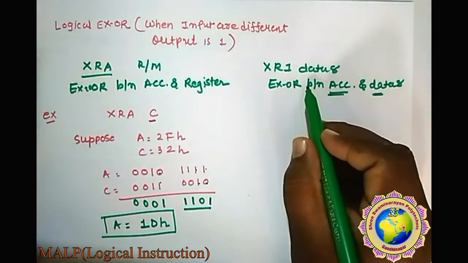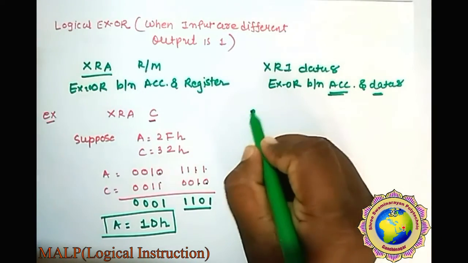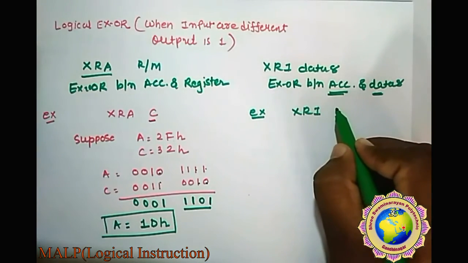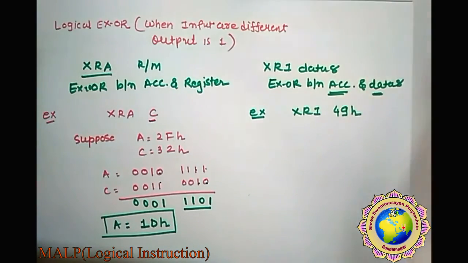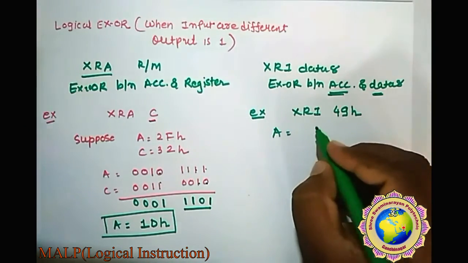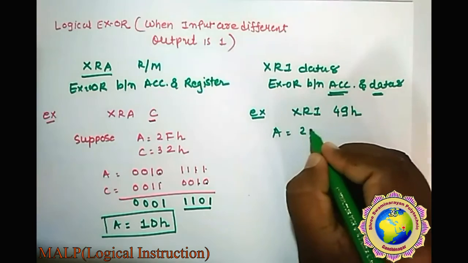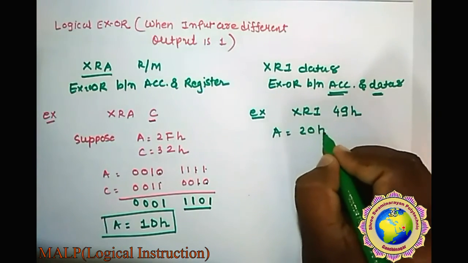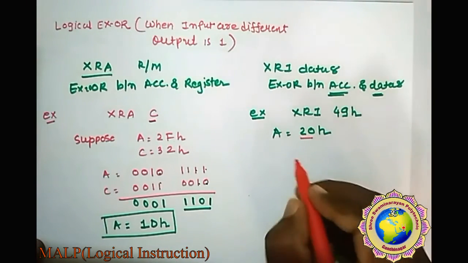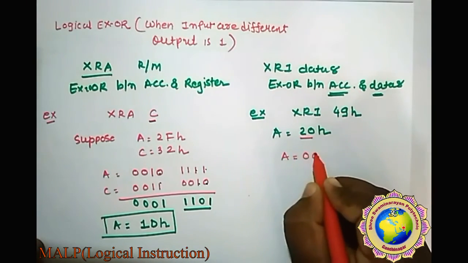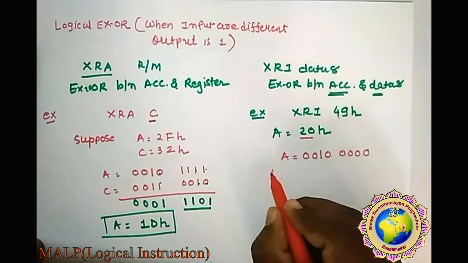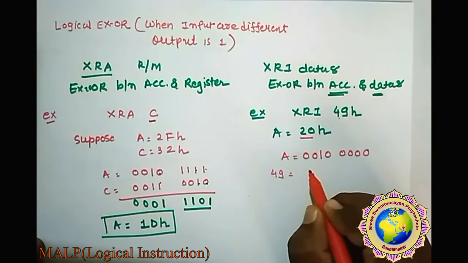Same, here is XRI. Take the example XRI 49H. Suppose the value of A is 20H. So make the binary of A, it's 00100000. What is the binary of 49? The binary of 49 is 01001001.